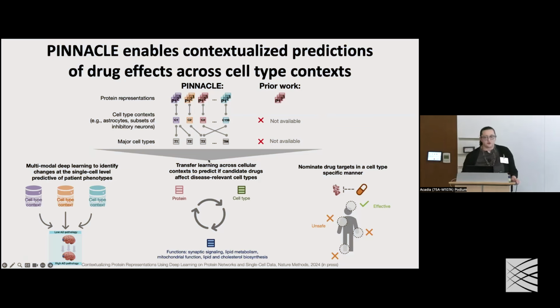It can support what we call context-specific transfer learning, because we can transfer knowledge from one cell type to the other. And it can help study the effects of drugs in a cell type specific manner to contextualize prediction. So in the next few minutes, I will focus mostly on this third use case that is shown on the far right of this slide.